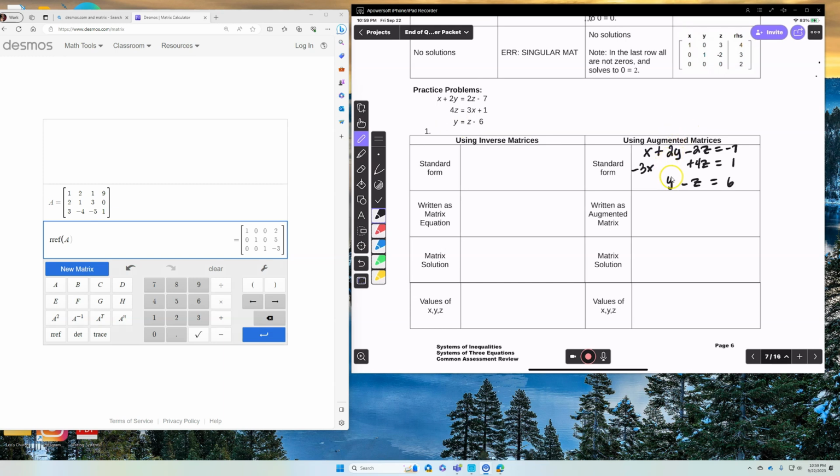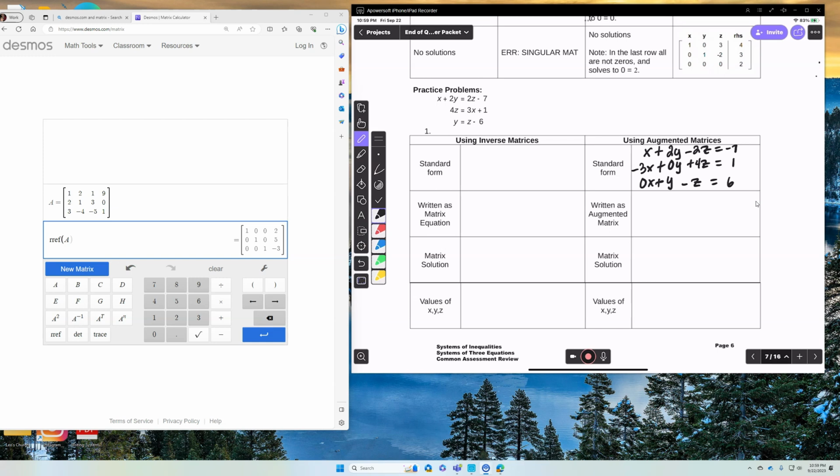Now, I do want you to notice something. I have some gaps here. These gaps represent the coefficients for the y value here. So, to make your life easier, just write plus 0y. And over here, you see how we have a gap for the x? Then what you want to do is write 0x.